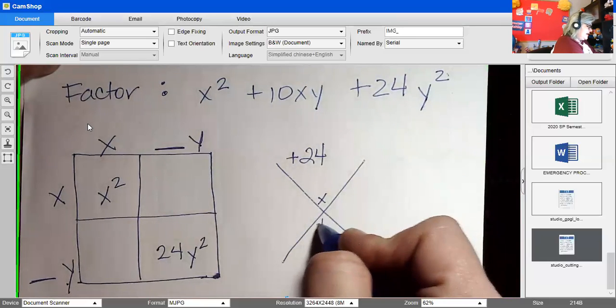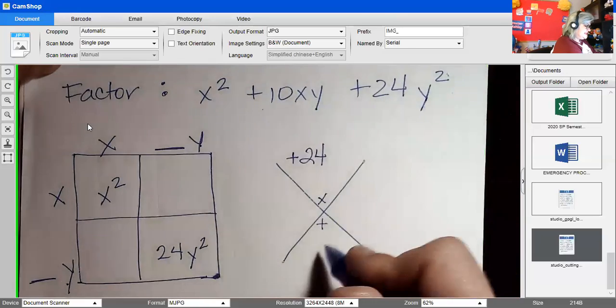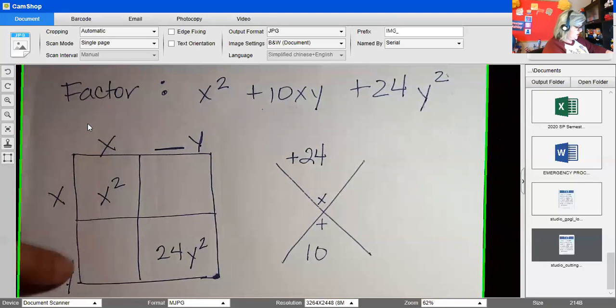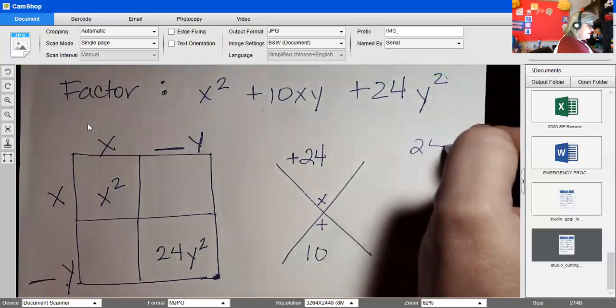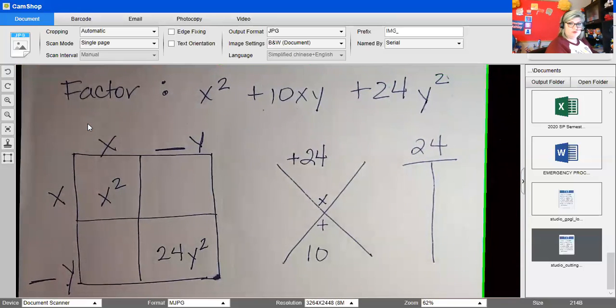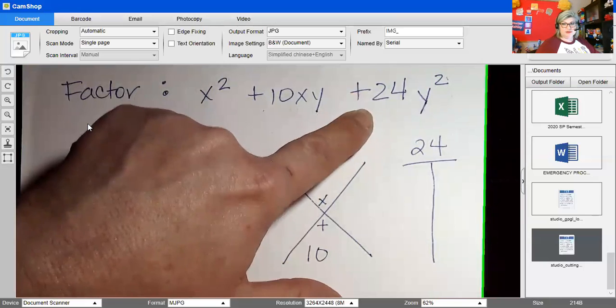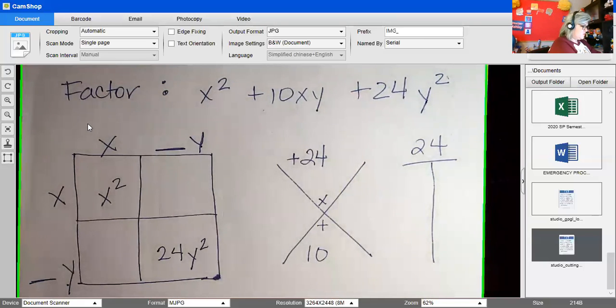And then what can we add together to get this positive 10xy? So we know that when we multiply x and y together, we're going to get that xy. So let's just focus on the coefficients. We're going to list our factors of 24 once again. This time we've got a positive 10 and we've got a positive 24y. So we know we're looking for two positive numbers that we can add together to get that positive 10xy.